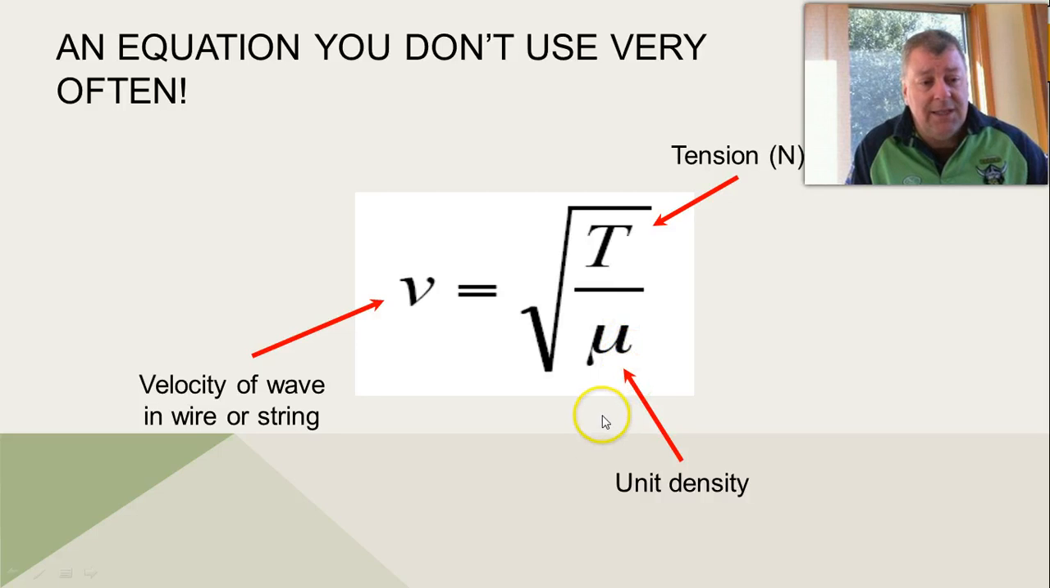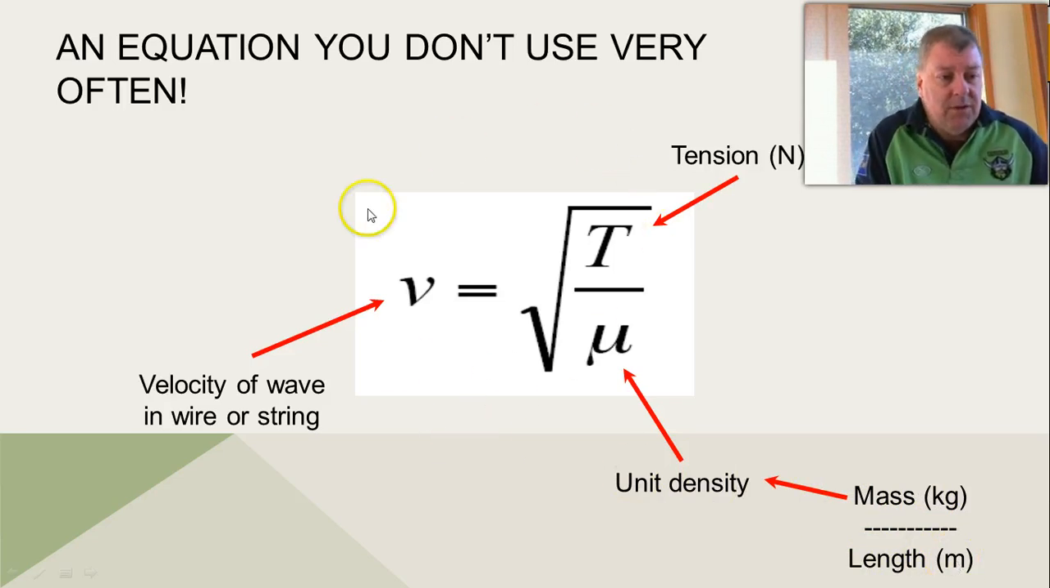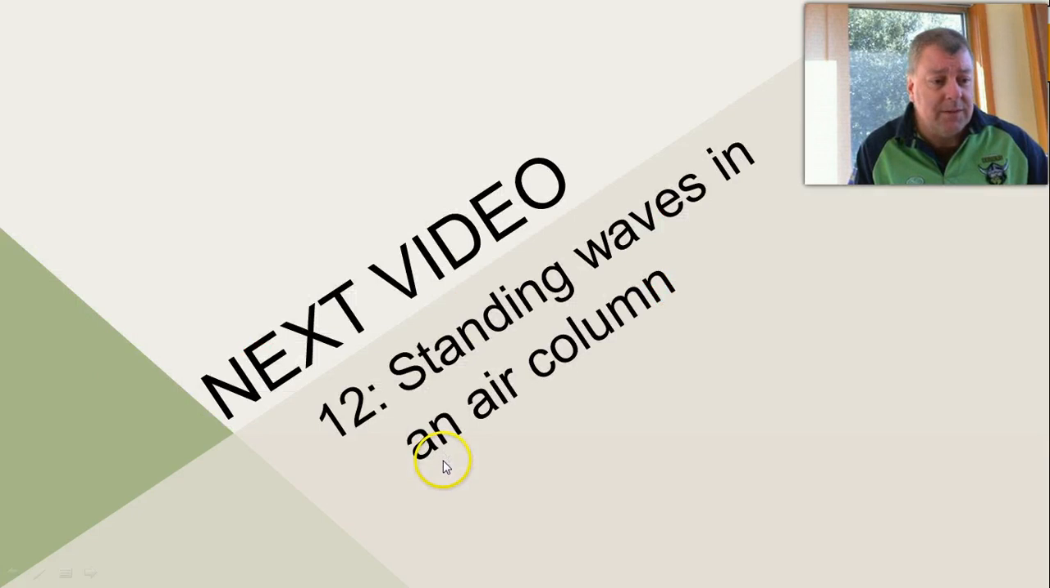And the only thing you have to worry about the unit density is sometimes you have to work it out, and they don't give you the formula for unit density, but the unit density is just the mass in kilograms divided by the length in meters. So sometimes you have to use this to work out the velocity, and then they usually ask you some other questions, but it's only once in a blue moon that they do.